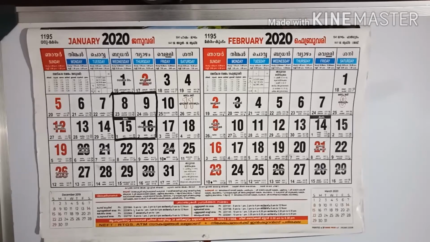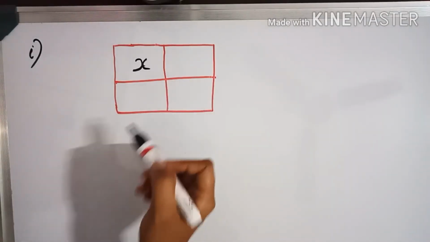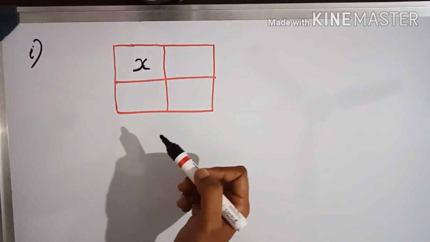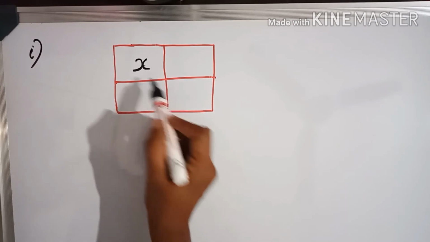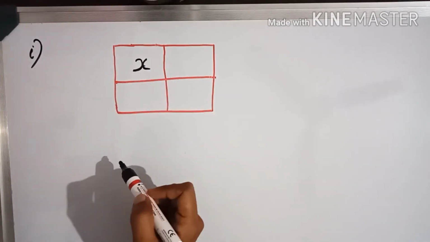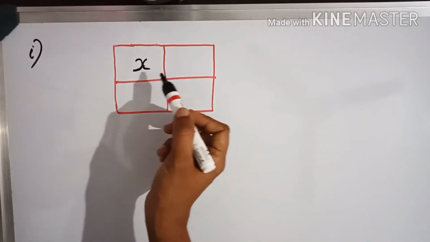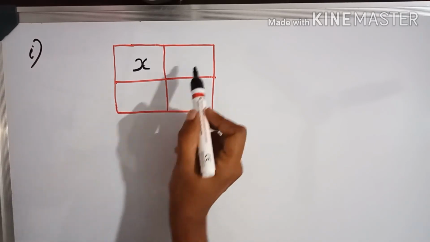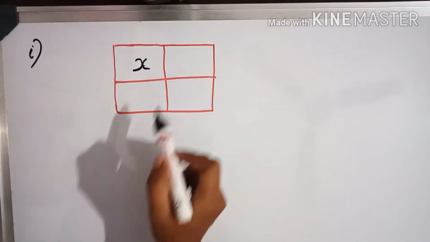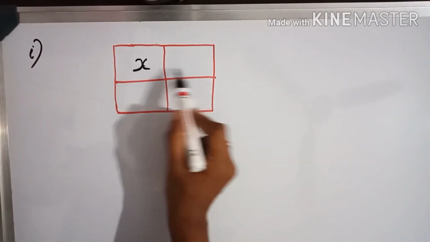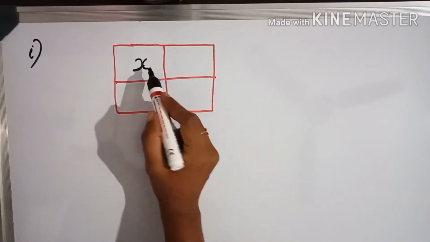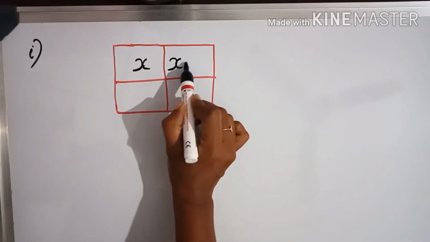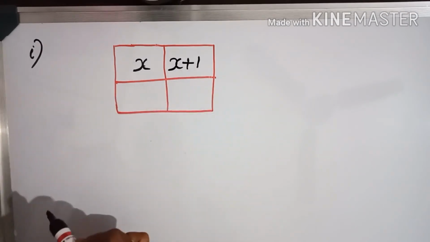Using this we have to consider the 4 numbers. Here we need only 4 numbers. The question is, in a calendar a square of 4 numbers is needed. So suppose the first number is x, what will be the next number? I told you moving forward 1 is adding. So here it will be x plus 1 will be the answer.